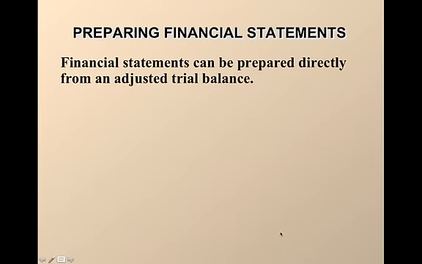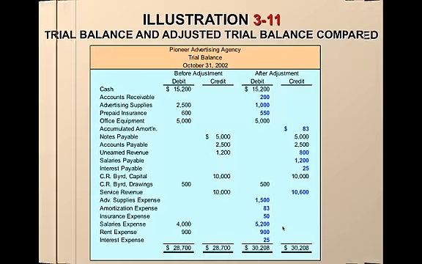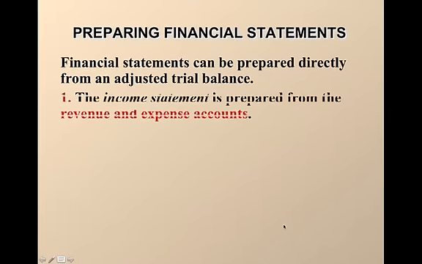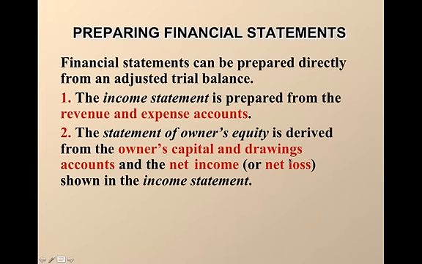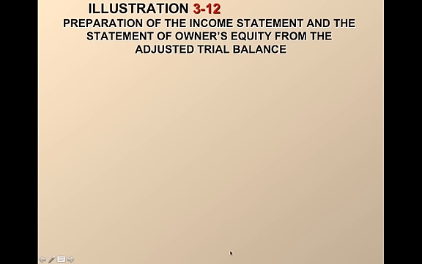So preparing financial statements directly from the adjusted trial balance, I'm going to show you how to do that. The income statement is prepared from the revenue and expense accounts. So back to the trial balance here, your revenue and expense accounts are right here. So this is a really simple income statement. And the statement of owner's equity, we talked about this all in grade 11. It's derived from the owner's capital and drawings and the net income shown in the income statement. So you need to do the income statement first. And then, of course, the balance sheet is prepared from the assets and liabilities and capital, the ending capital reported on the statement of owner's equity. So in order to do your balance sheet, you need to have done the other two. Okay, so let's take a peek.